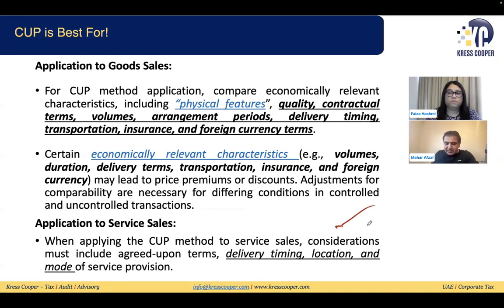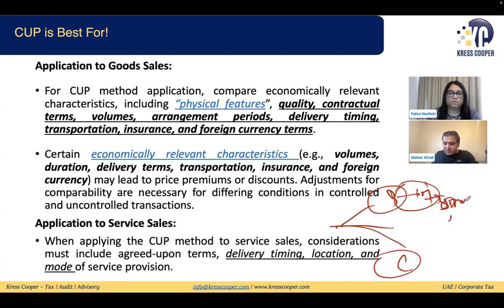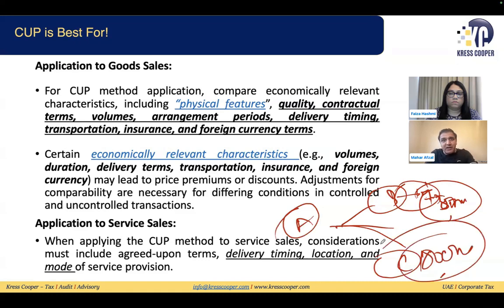Whenever we are making the adjustment, we need to consider them. Let me give you an example. If A is selling goods to B, A is giving a 10% discount, and this 10% discount is applicable if B is taking 500,000 units of goods. This is the internal policy of the company: if someone is buying more than 500,000 units, they will give a 10% discount, assuming. If A is selling goods to C and the quantity is only 100,000, then for sure A will not give the discount to C. This is the factor we need to consider.